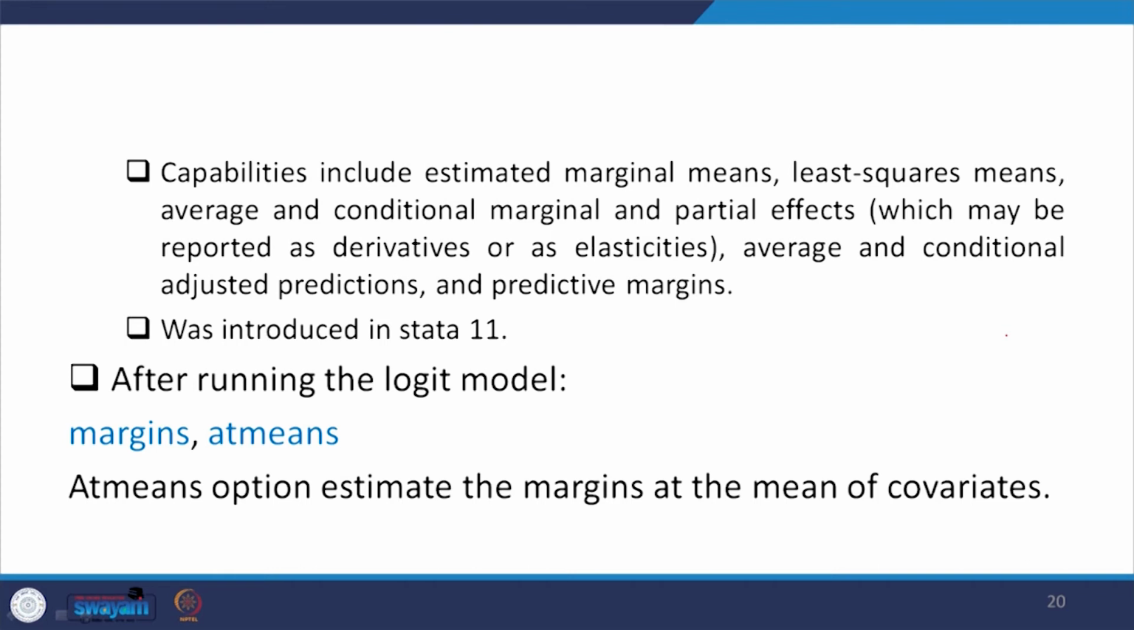The capabilities of the marginal effect include estimated marginal means, like estimated at mean values, then least square means also, average, then conditional marginal, partial effects. There are so many ways of interpretation of the marginal values, which may also be reported as derivatives or elasticities, average and conditional adjusted predictions, and predictive margins. There are so many ways of interpreting the MEs. This was introduced, as I mentioned, since Stata version 11.